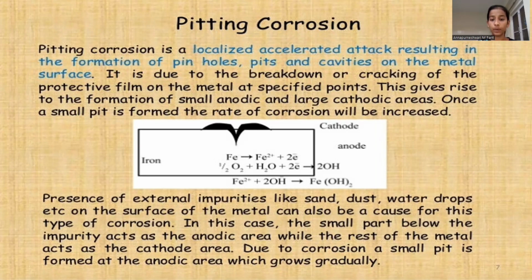The presence of external impurities like sand, dust, water drops, etc. on the surface of the metal can also be a cause for this type of corrosion. In this case, the small part below the impurity acts as the anodic area while the rest of the metal acts as the cathodic area. Due to corrosion, a small pit is formed at the anodic area which grows gradually.